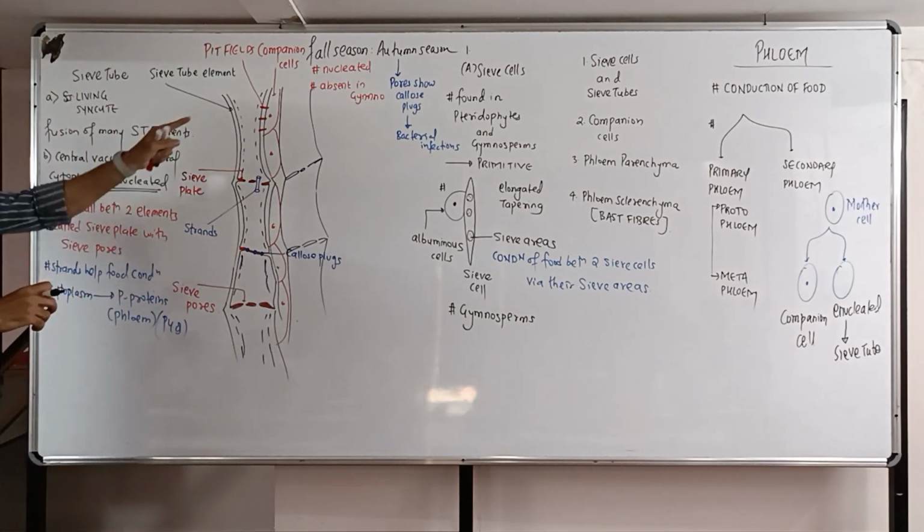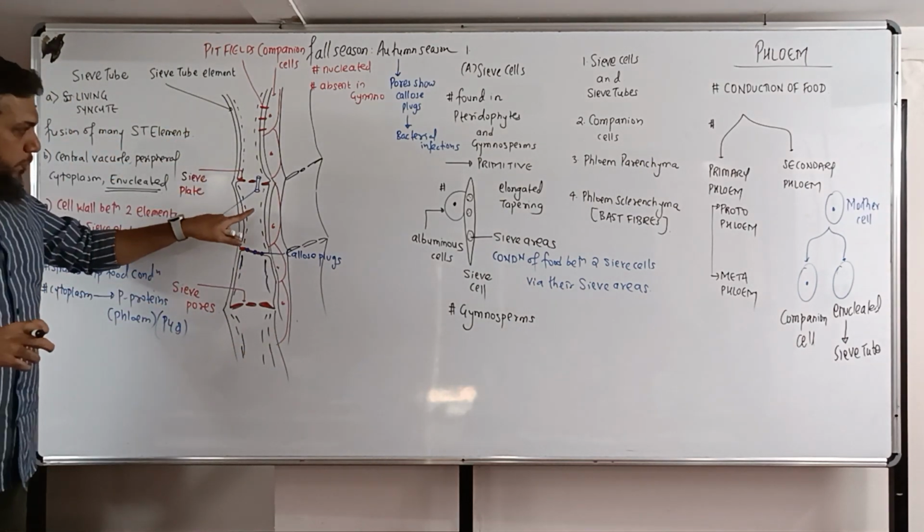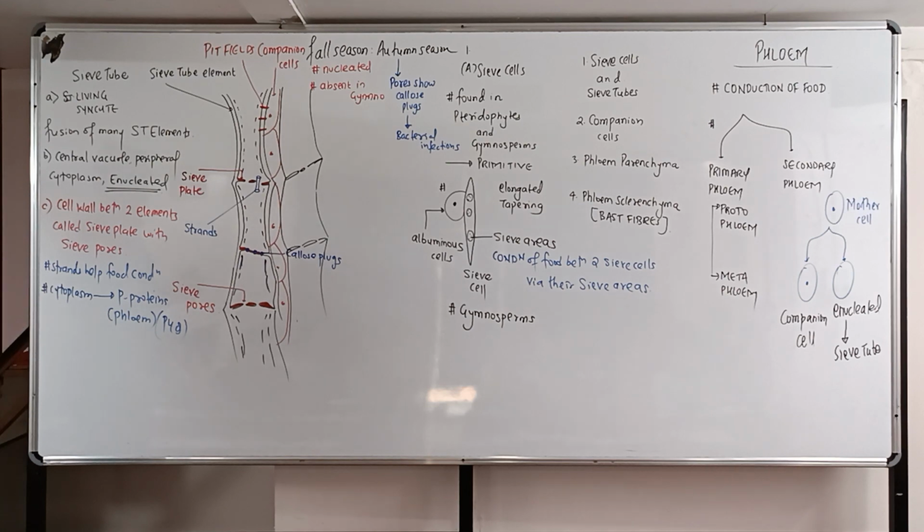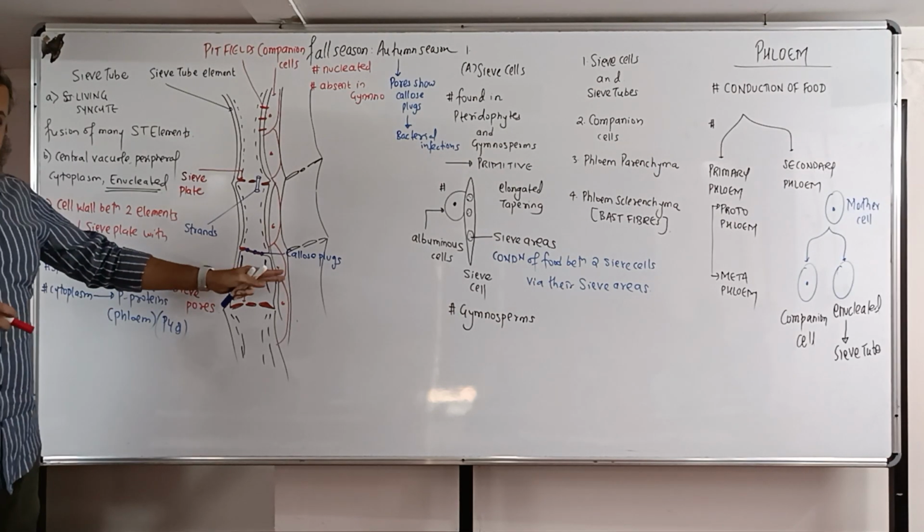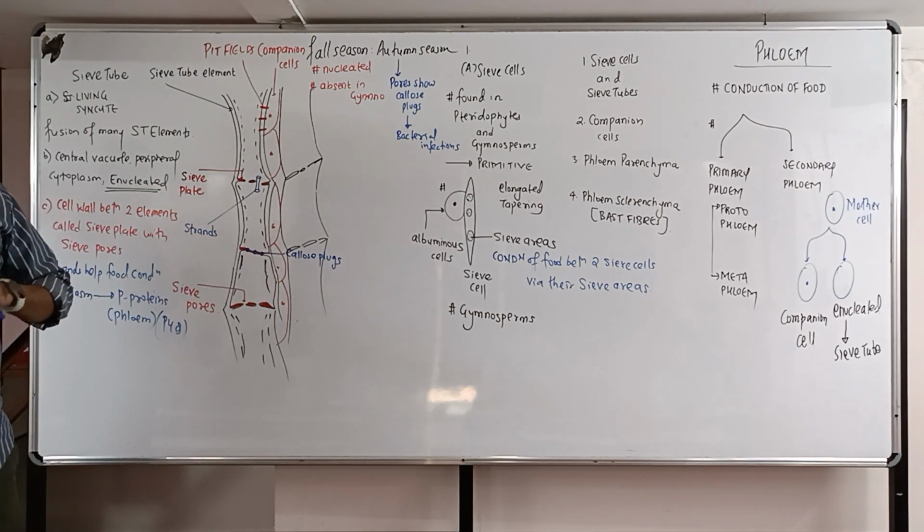Like this, another sieve tube element. Sieve tube element, companion cell, sieve tube element. Okay? What is callose plug, you remember? Chemically, it is a type of carbohydrate.